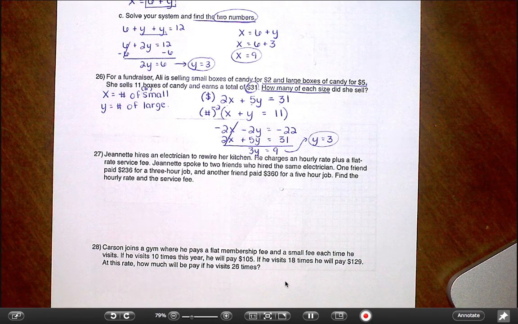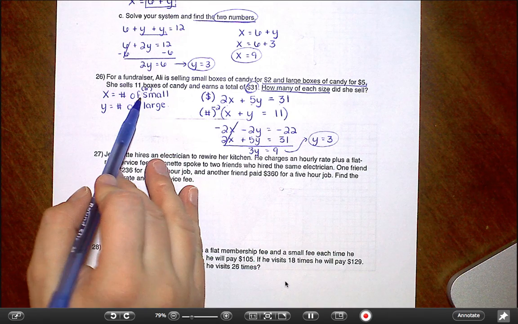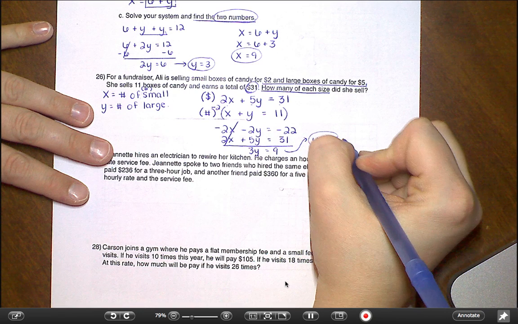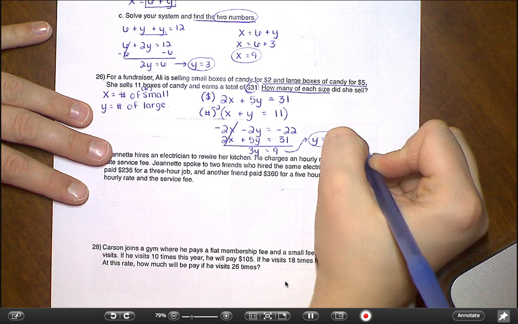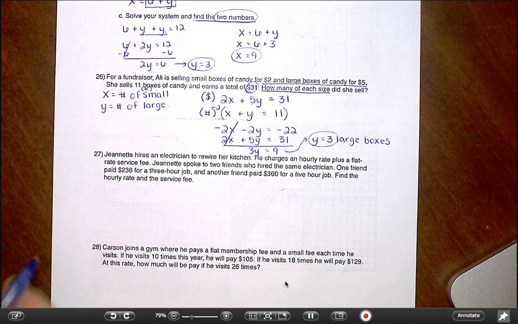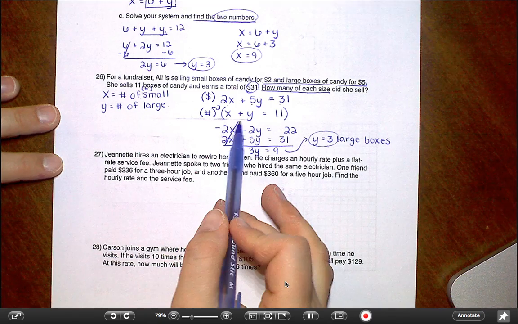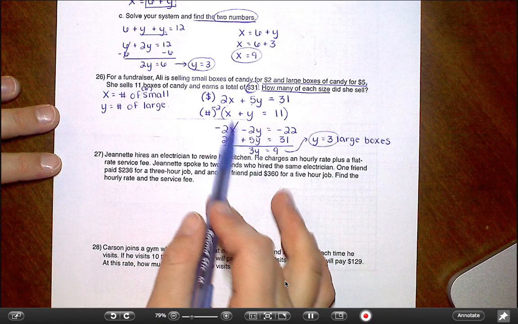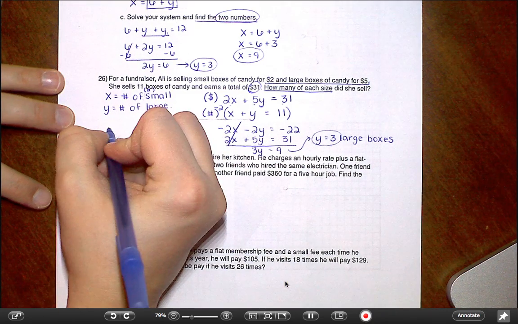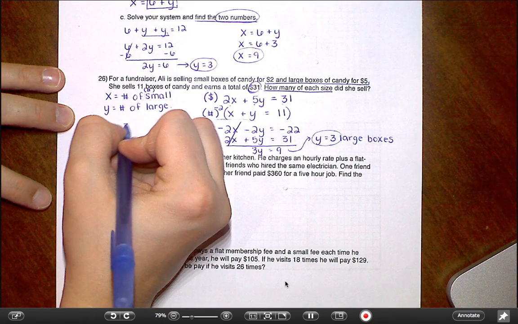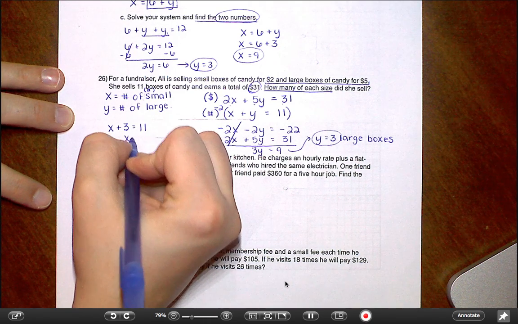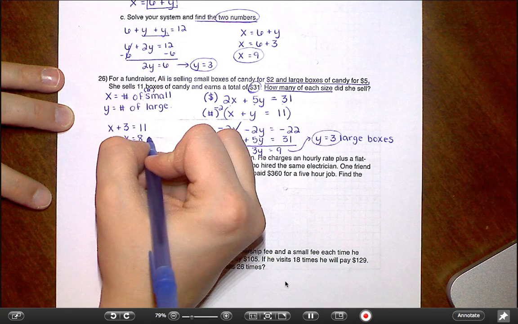And then I need to go back and find my number of small boxes. That's my number of large boxes. I guess I should have put that. That's 3 large boxes. Now I need to go back and find my number of small. Well, I can plug into any of these equations you see here, but probably this one is the most simple. So x plus y equals 11. That would mean x plus 3 equals 11, because we just found that y was 3. Subtract 3 on each side, and I get that x is equal to 8, and that's my number of small boxes.